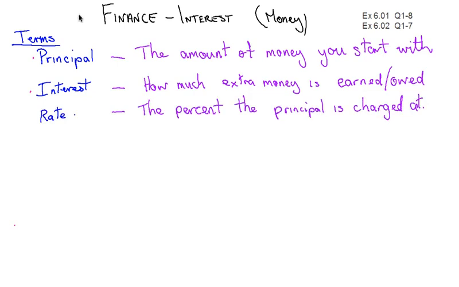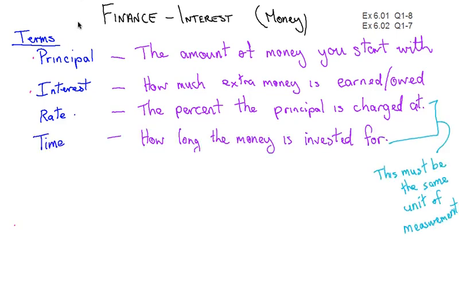Rate: the percent the principal is charged at. Time: how long the money is invested for. And a really important thing to note, if you're doing simple interest calculations, the time frame for the rate and the time frame for time must be the same unit of measurement.